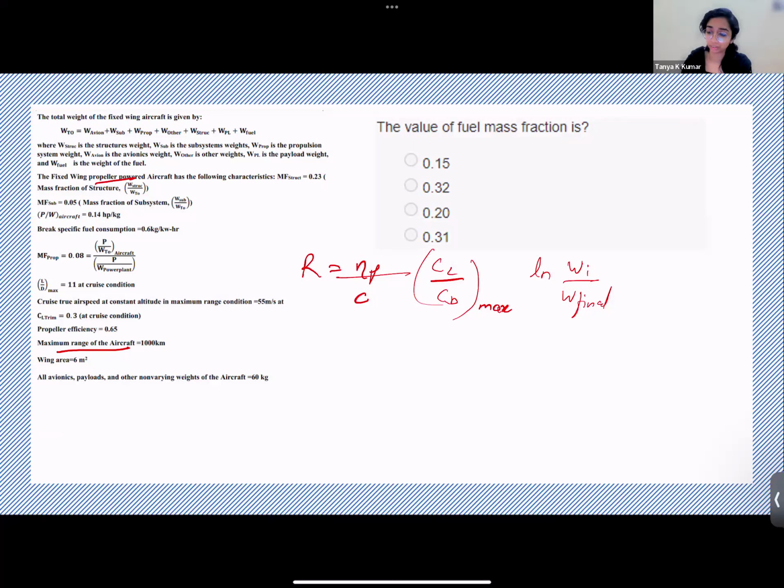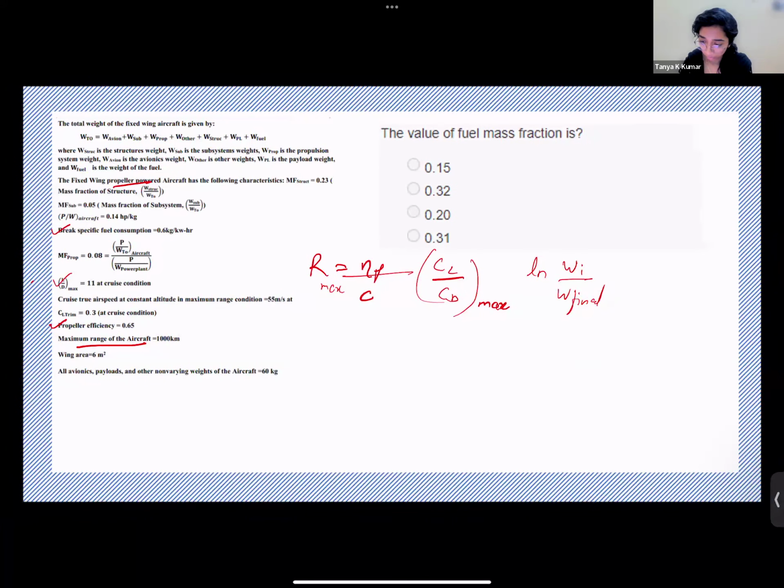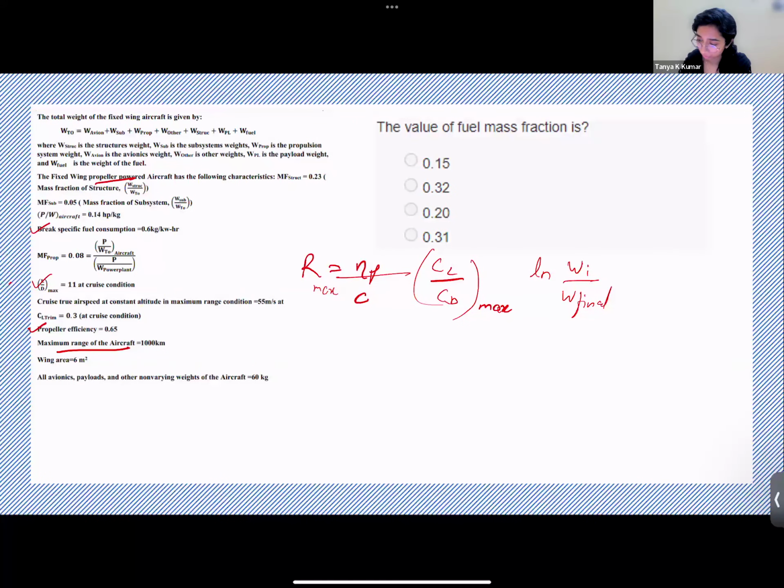This was the maximum range equation, right? So, which is given to you. You have R max, you have propeller efficiency, yes. You have C, SFC is given, right? So they've given you, yes, that is there. They've given you L by D max, that is there. And then you have, yeah, so then how do you proceed with this? R max is given, yeah, that is also there. How will you proceed with this?